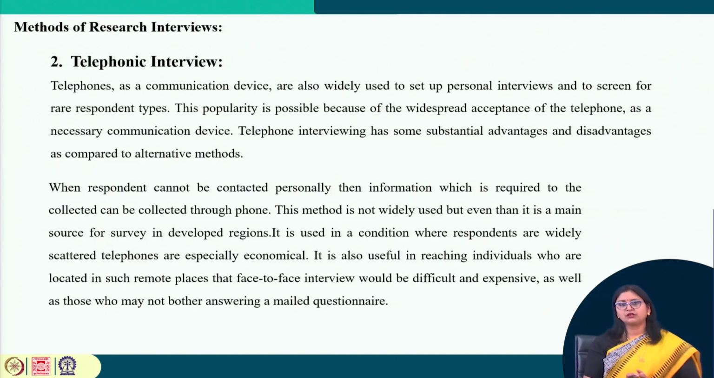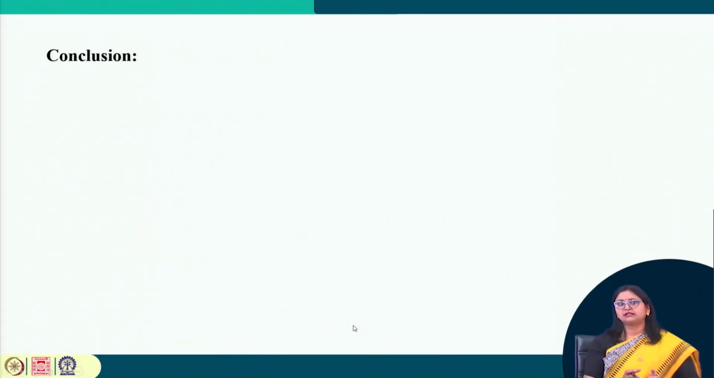It is used in conditions where respondents are widely scattered. Telephones are especially economical, and are also used for reaching individuals who are located in such remote places that a face to face interview would be difficult and expensive, as well as those who may not bother answering a mailed questionnaire. So, these days video conferencing is utilized rather than this telephonic interview.